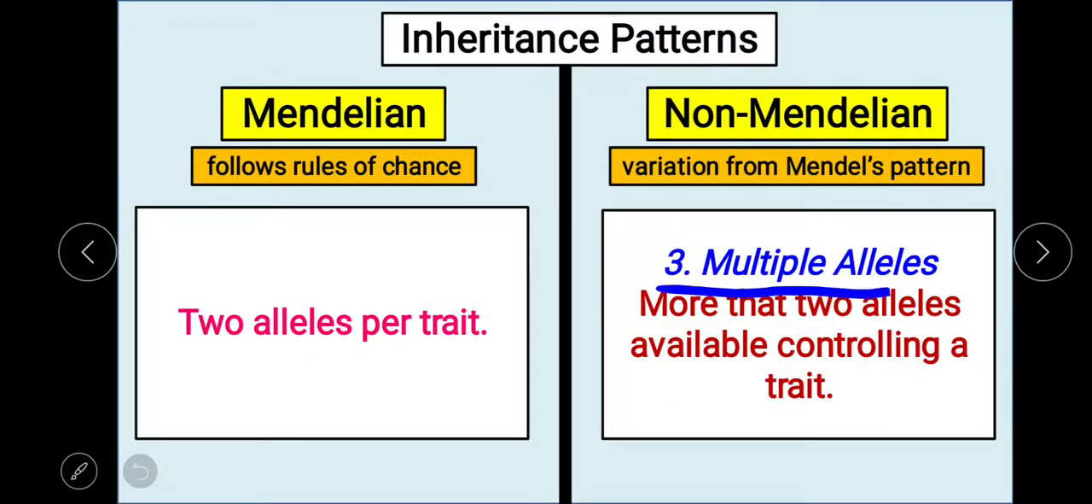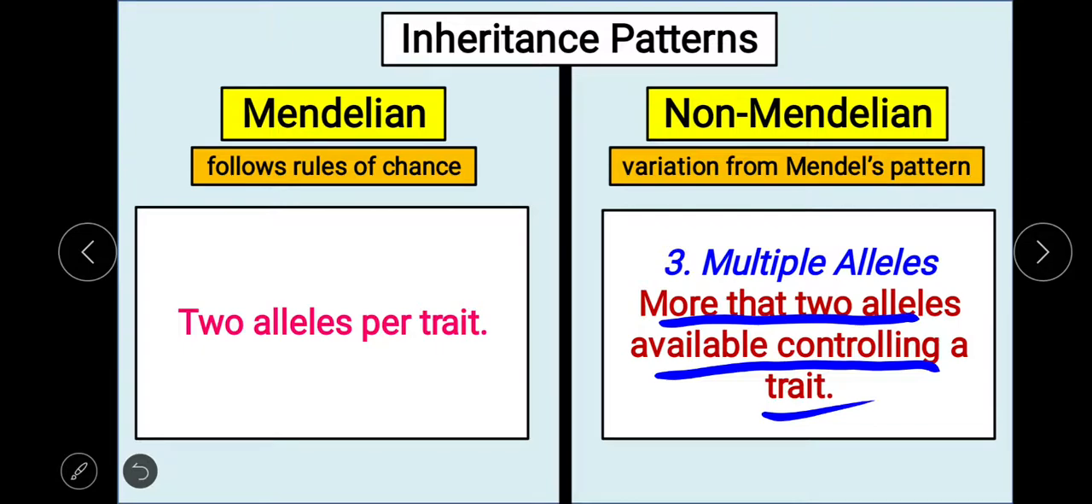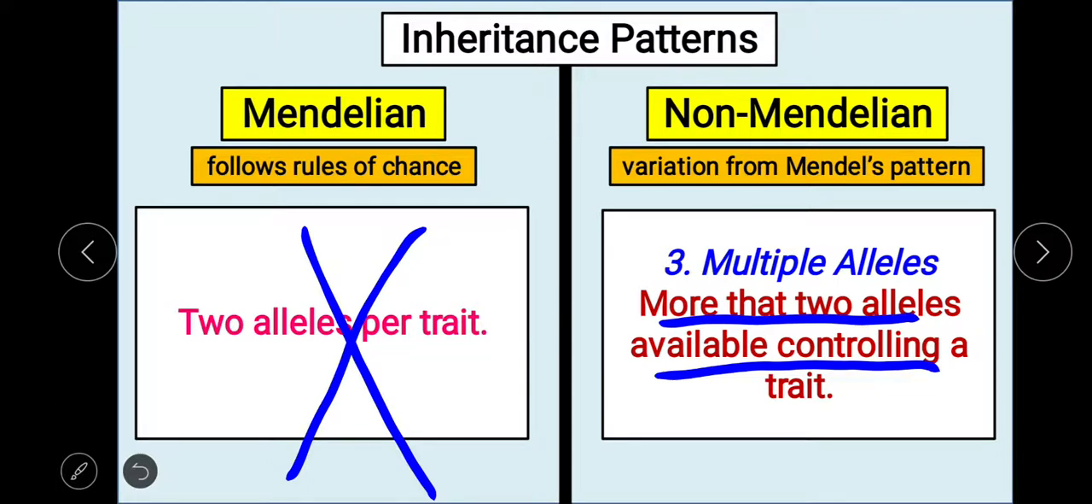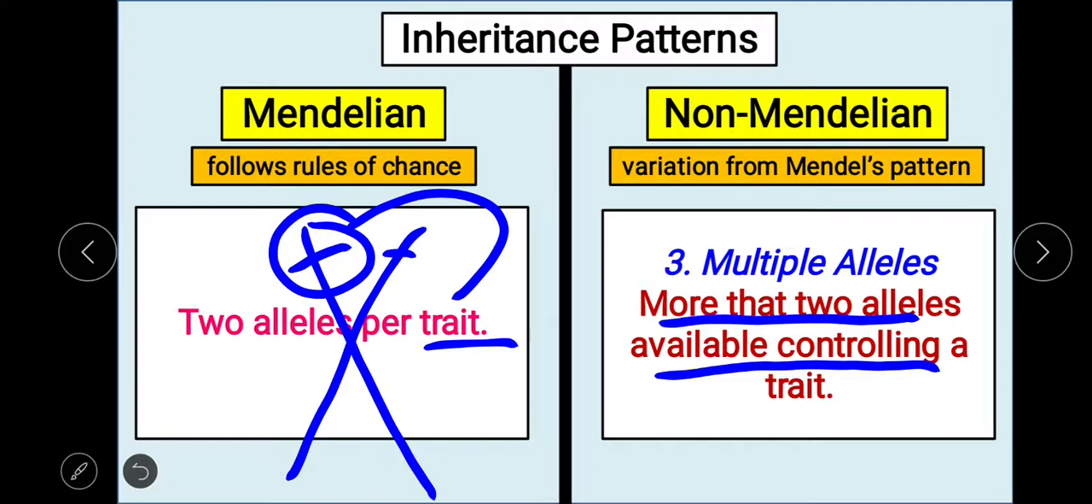The third one, we have here multiple alleles as an example of non-Mendelian inheritance. Now, multiple alleles means more than two alleles are available controlling a trait. Unlike in Mendelian, only two alleles, because one allele is coming from one parent and another allele is coming from the other parent, two alleles per trait. If you remember, if this is the chromosome, there must be two alleles per trait controlling the trait. But one of these two alleles is the dominant and therefore it really controls the trait. For example, the trait is red, the redness of a flower. So the redness of the flower is controlled by either this allele or this allele.